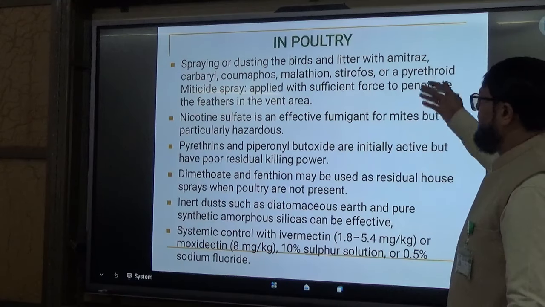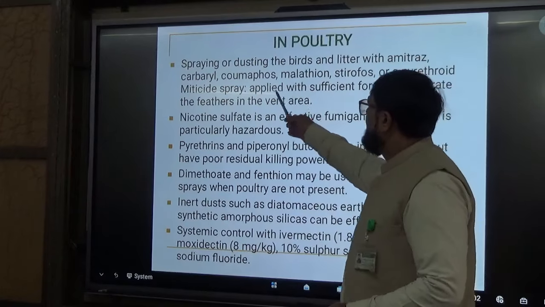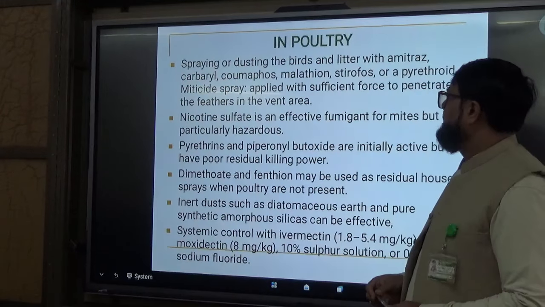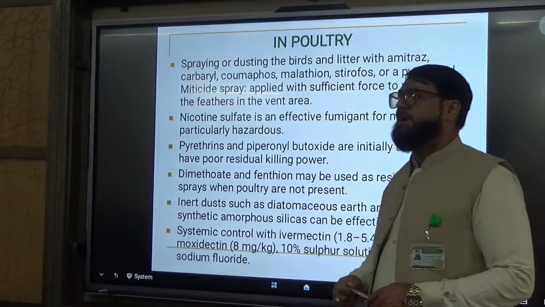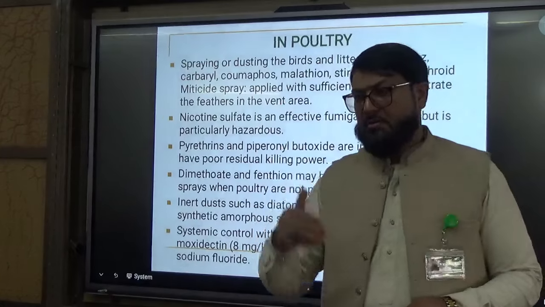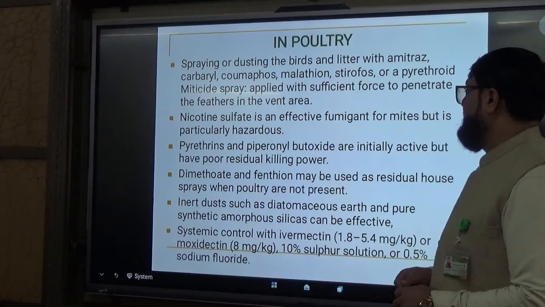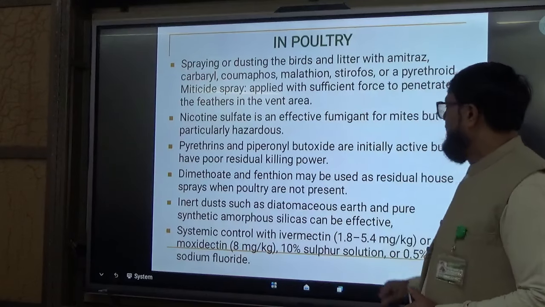So in poultry, these are the things you can go through. Spraying should be done, dusting should be done. There are these compounds. These are written in your textbooks. You can go through them. Then pyrethrins. Pyrethrins are another group you have already, I think, studied or read in your assignment. Then there are, again, moxidectin and sulfur solution. They can also be helpful.